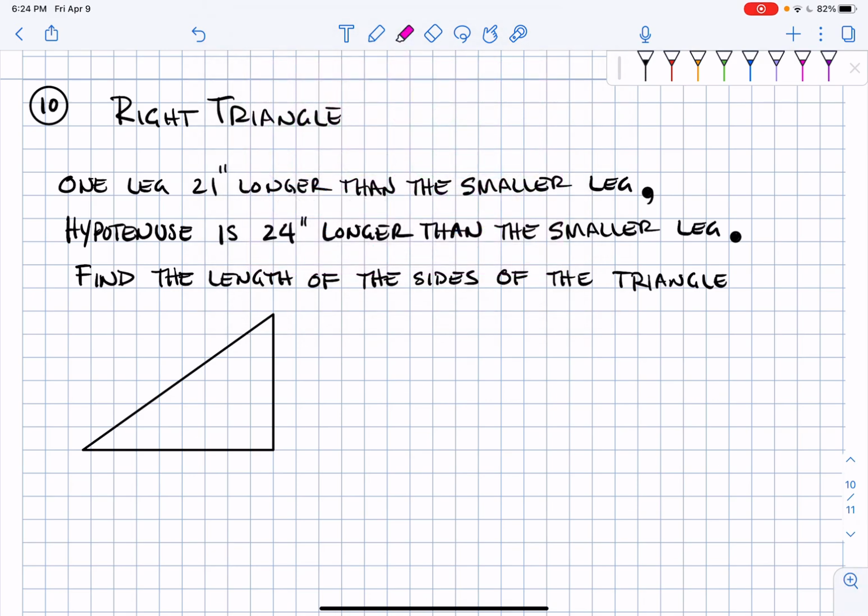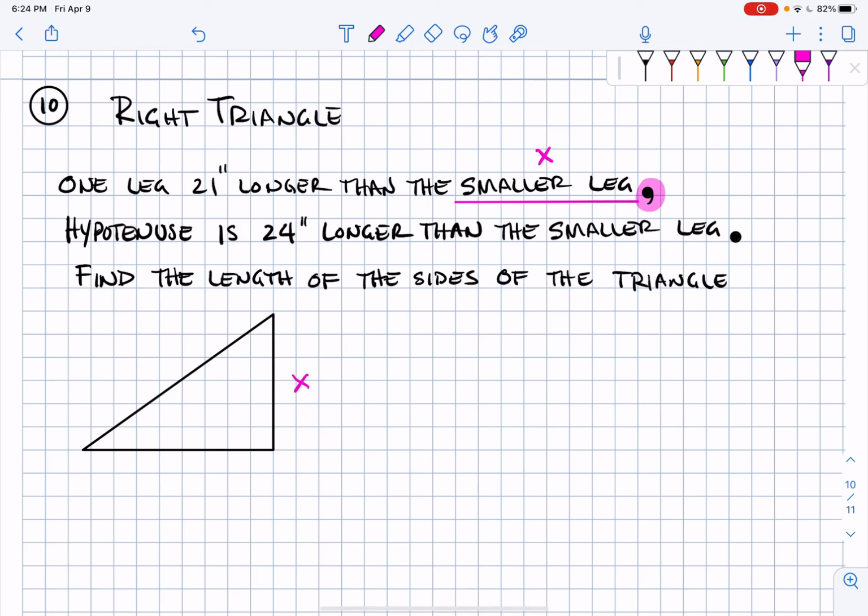One of the things I always talk about with these type of word problems, when it's describing one leg and comparing it to the smaller leg, is comma or period. So in the first sentence it says one leg is 21 inches longer than the smaller leg, comma. Okay, so this comma means something. It means that whatever is describing before that comma is going to be my x. Okay, so this is my smaller leg.